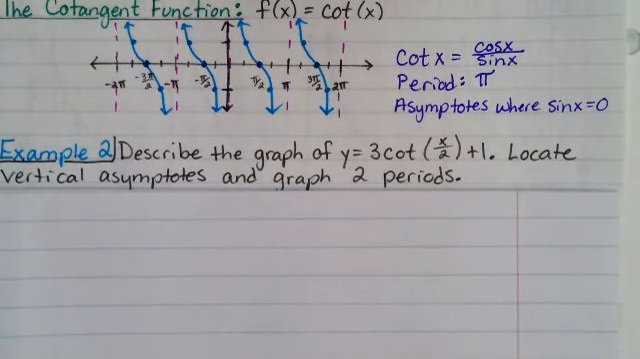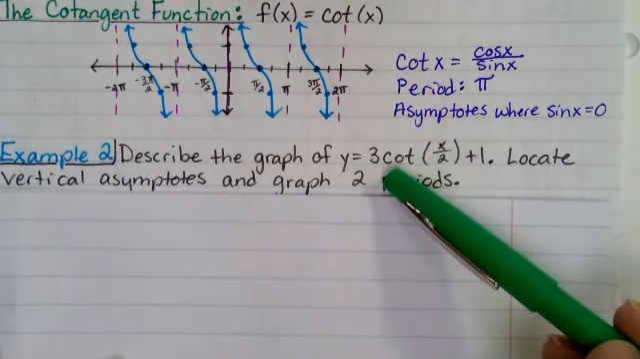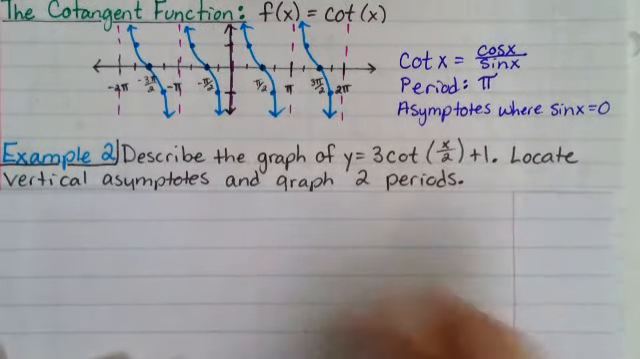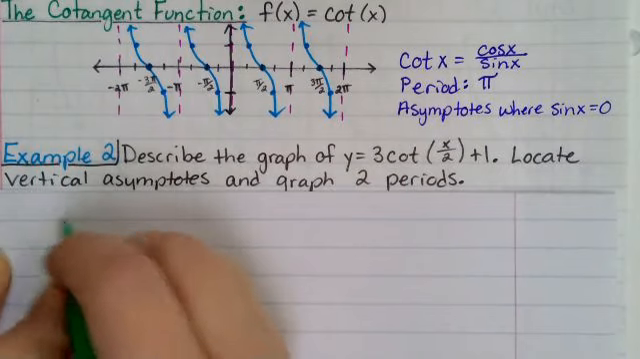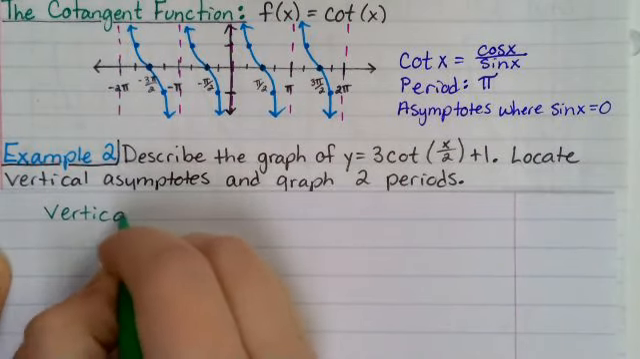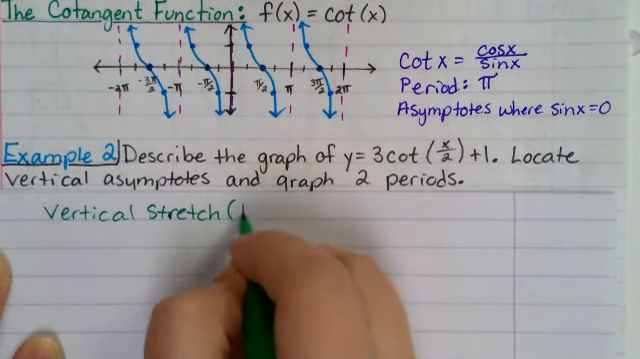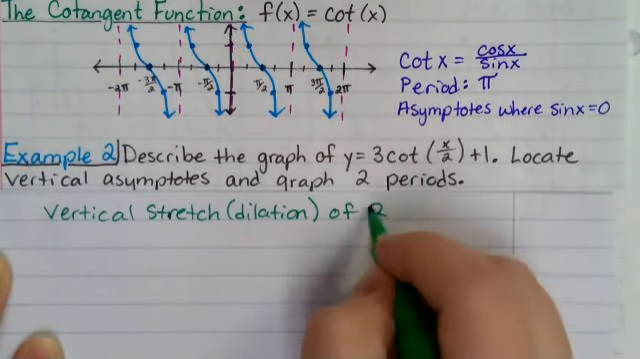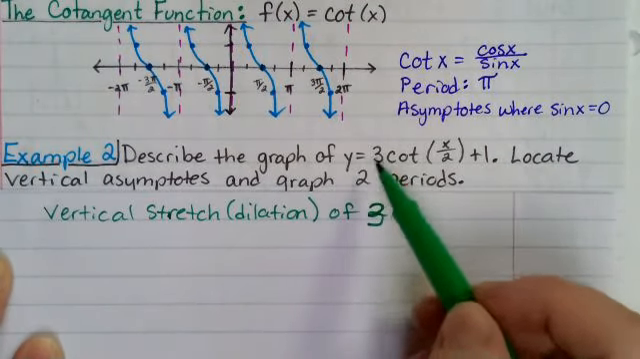All right, so with this, I'm going to compare this to the parent function, which is just a plain old cotangent, right? There's actually 3 things going on with this function. That 3 in the front is going to vertically stretch it, or you could say dilation. So that's your vertical stretch or dilation of 3.